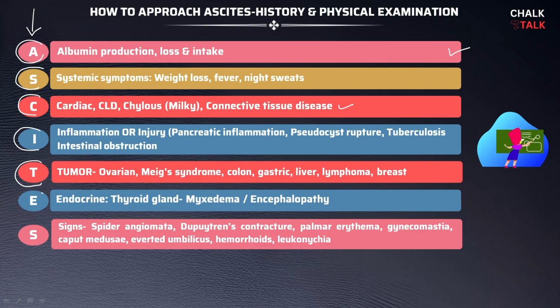E is for endocrine, and so you would like to have a thyroid function test. Here I mean myxedema, because it can also cause ascites. And think about encephalopathy, so look for confusion and asterixis.